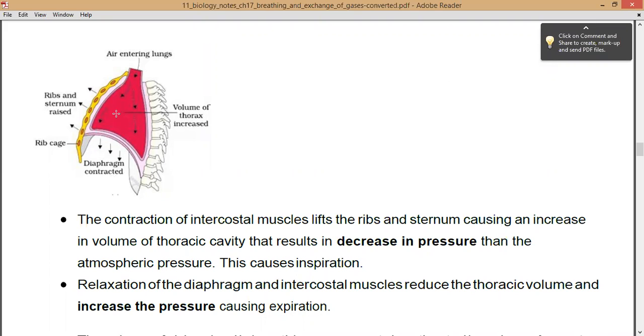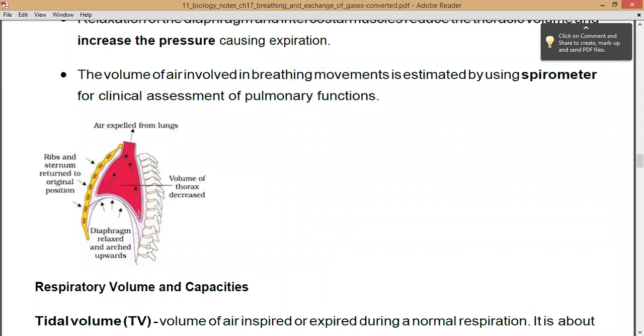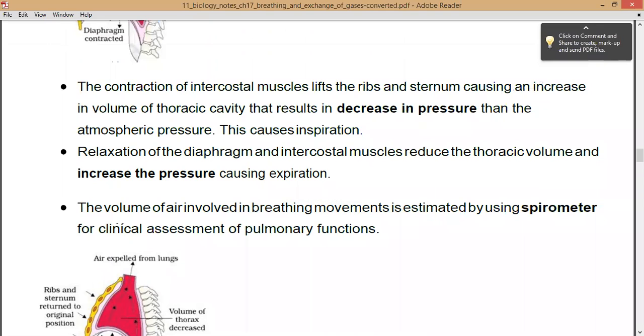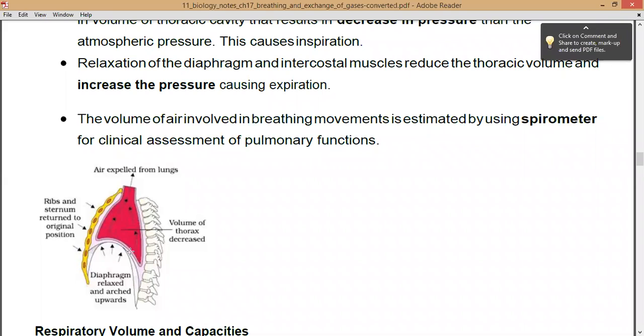So here there will not be much pressure in the lungs, right? Now the relaxation of the diaphragm and intercostal muscles reduces the thoracic volume and increases the pressure, causing expiration. When the release of CO2 from the lungs takes place, the diaphragm is relaxed and comes back to its normal position, and due to this the volume of the thoracic cavity decreases. When the diaphragm comes back to its normal position, the thoracic volume is reduced, and this leads to an increase in the pressure, which causes the expiration, that is, the release of carbon dioxide.